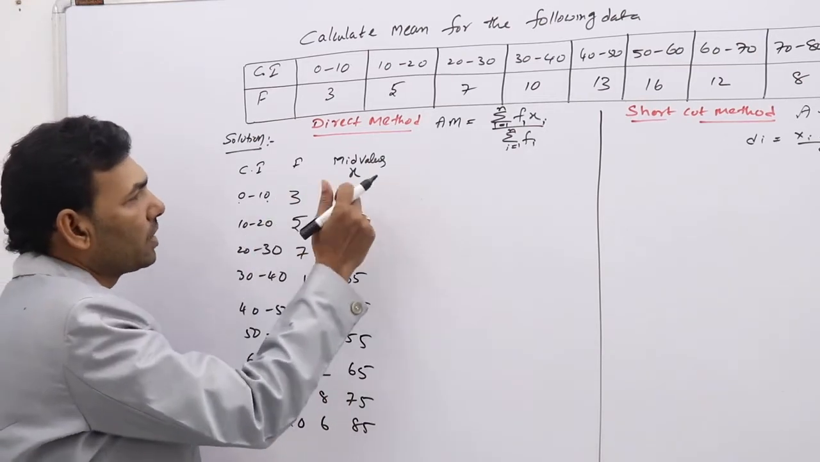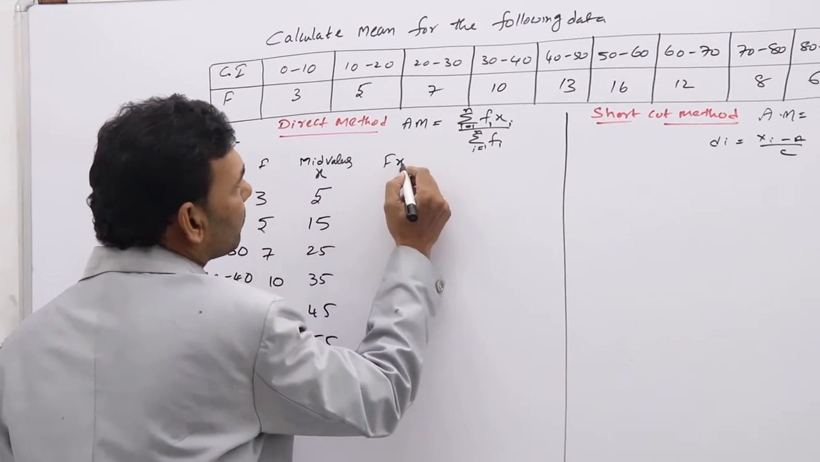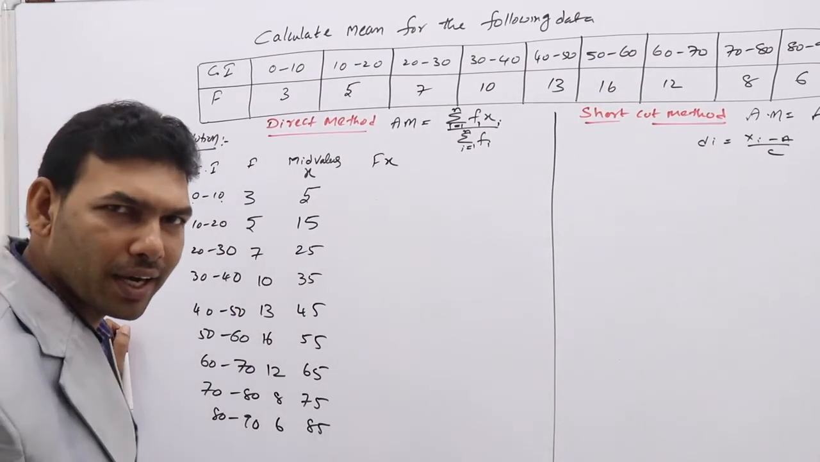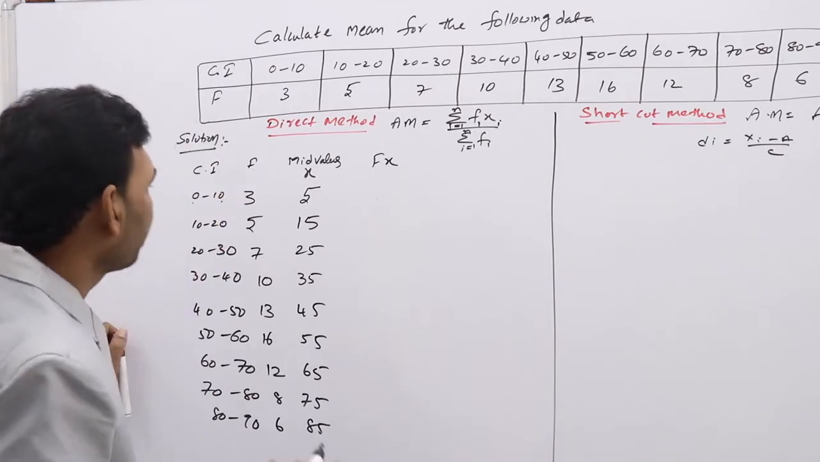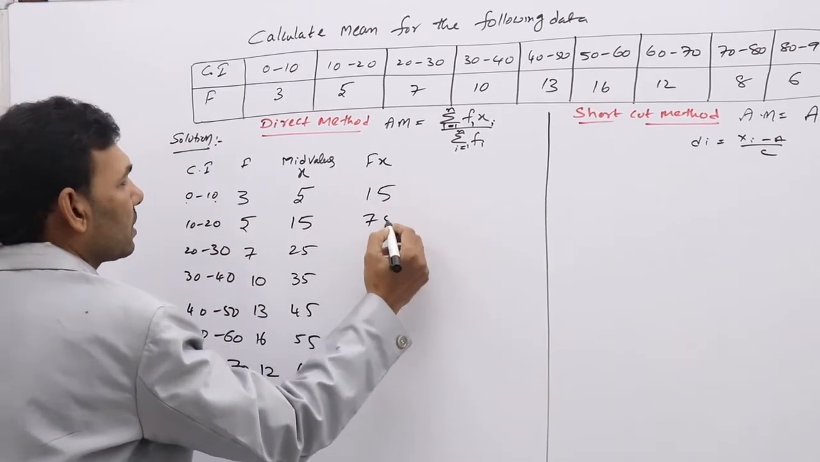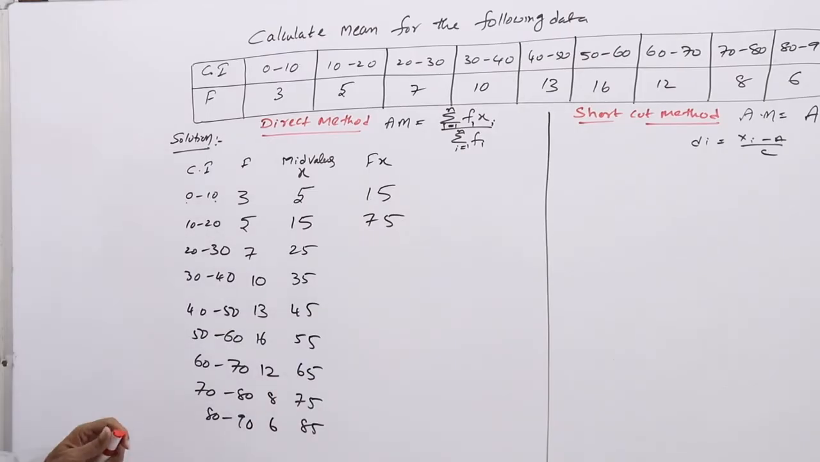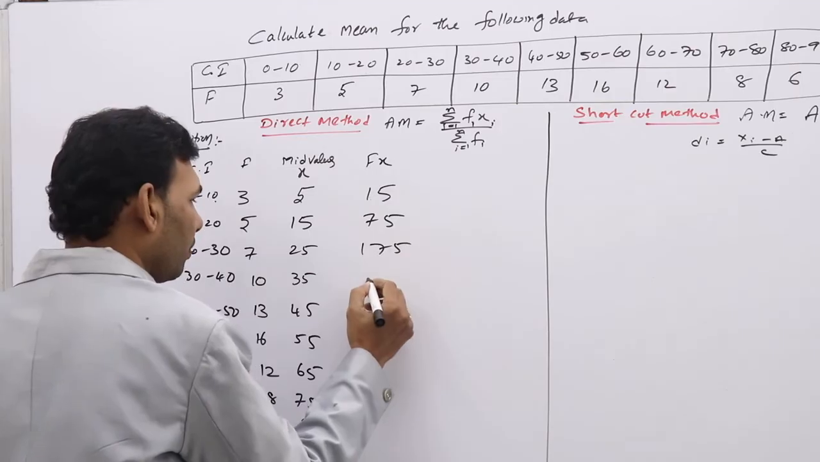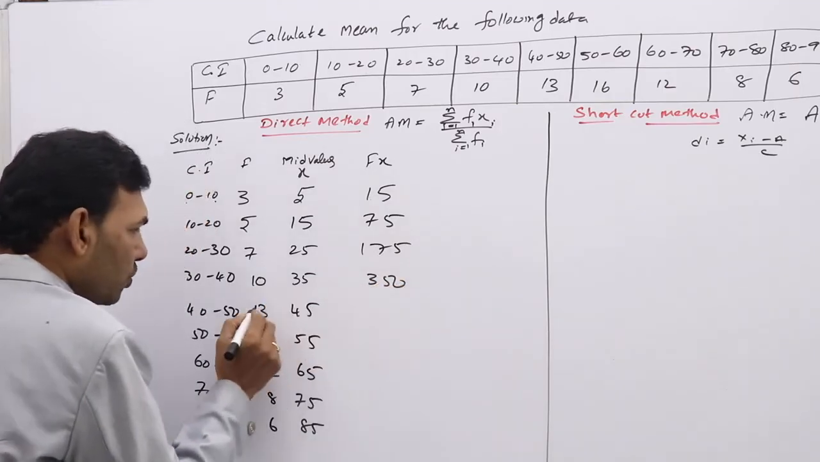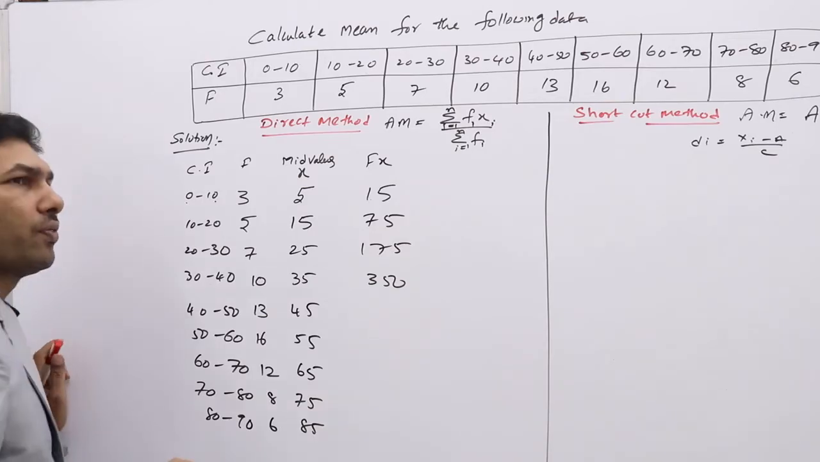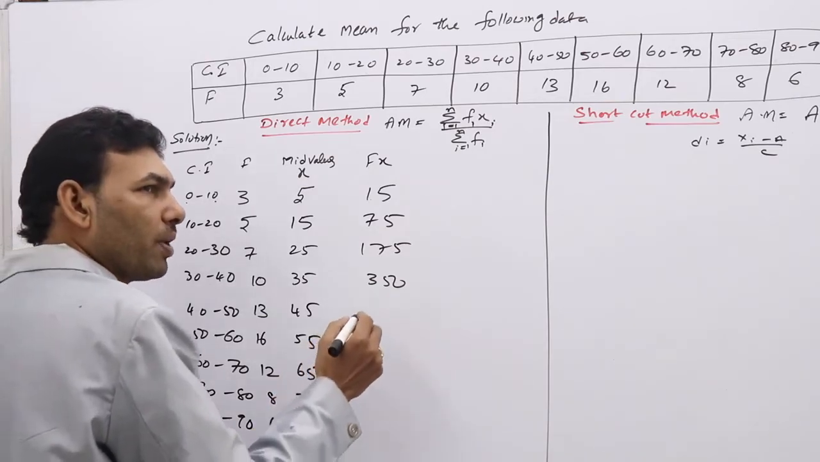You need to multiply these two now, fx. Anyway, you have a calculator, so you can use any method, no problem. 3 5s are 15, 75, 175, 350. Multiply these two: 10 into 35, 13 into 45. Like that you need to multiply.